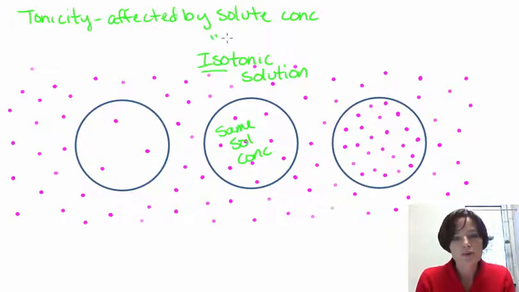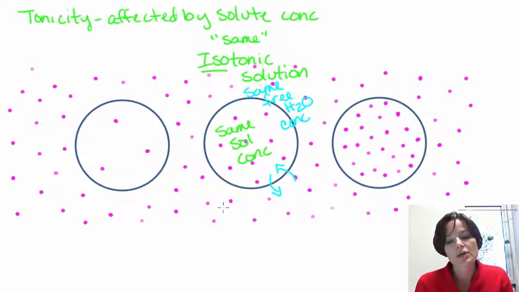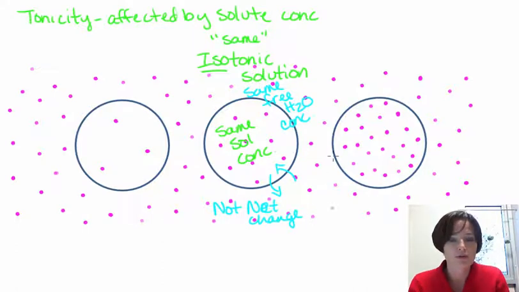And again, isotonic is referring to the solution on the outside itself. But the word iso, that prefix there, means same. When you have the same solute concentration in both compartments, you are going to have the same free water. By free water, we're talking about unbound water concentration on both sides, so that would be inside and then outside. What that means is that some water is going to come in and some water is going to go out, but what it boils down to is that there's no net change in the direction of water movement or in the cell's water volume. So the cell's not gaining water, it's not losing water.